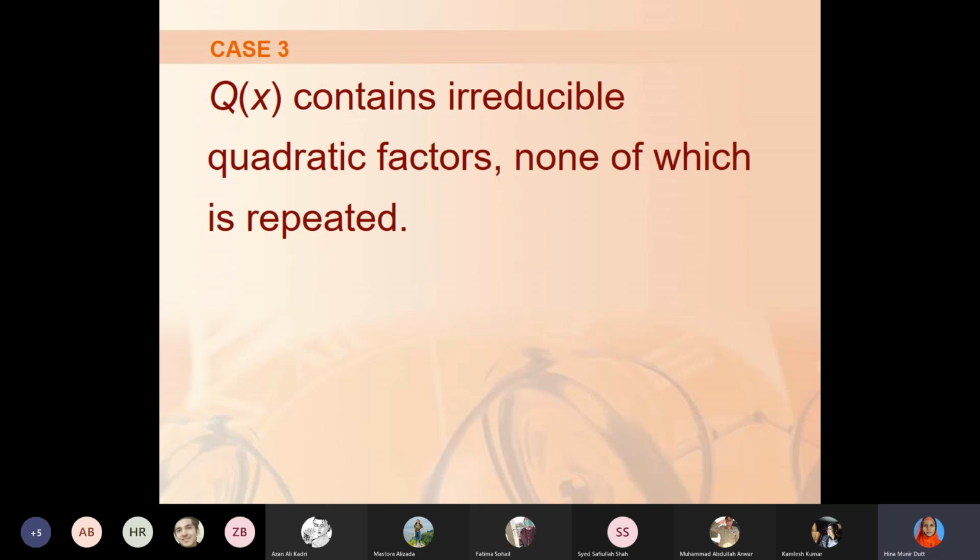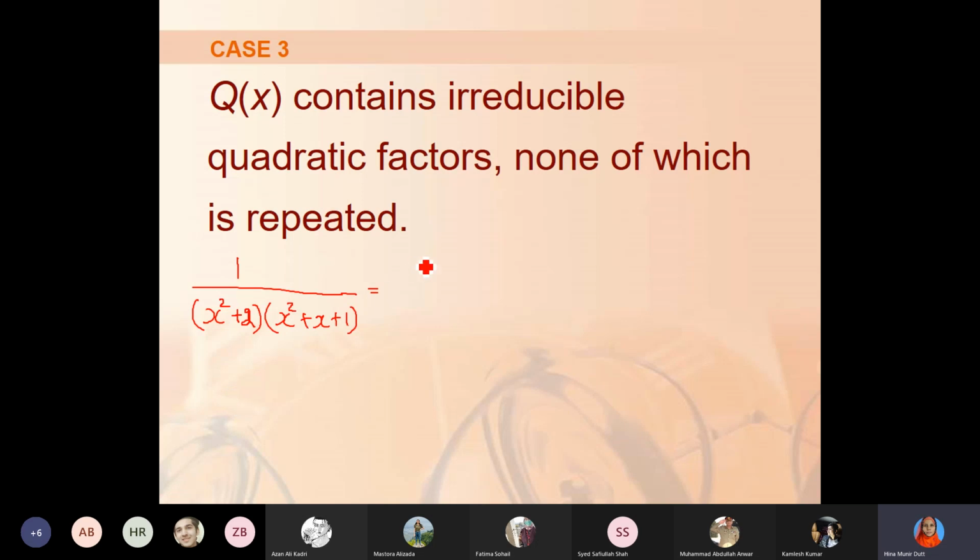Now, case 3 is if the factorization of q of x consists of irreducible quadratic factors. That is, if I have this irreducible quadratic factor x square plus 1, x square plus x plus 2, both of these quadratic factors are irreducible. They cannot be further factorized into linear factors, right? Because their b square minus 4ac is less than 0.